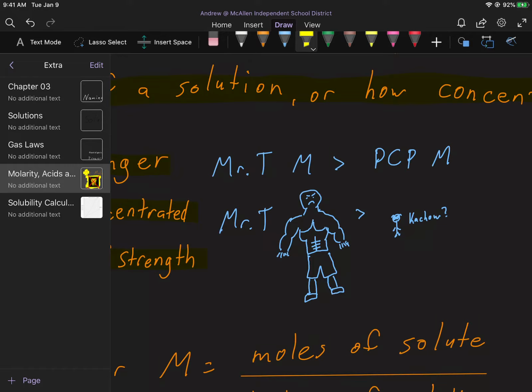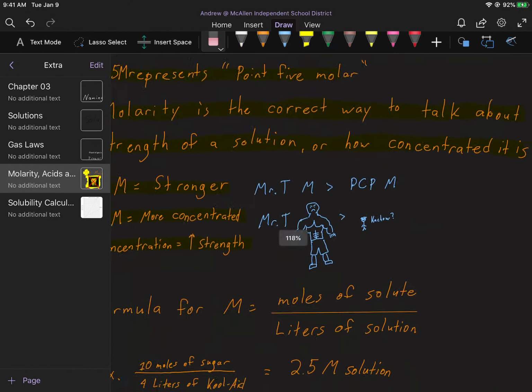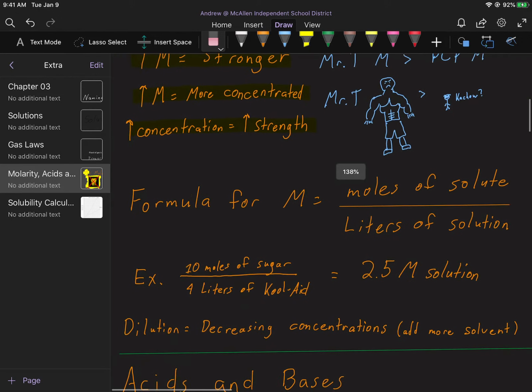And then, to put that in perspective, here's a nice little depiction. This is me. Dang, look at those gains. My molarity is greater than Piston Cup Productions' molarity, which is why I am full of gains, and Piston Cup Productions is a teeny little pipsqueak. His gains are weak because his molarity is lower, which means he is lower strength, he is less concentrated. So, Piston Cup Productions, weak sauce. Me, great sauce. Yay.